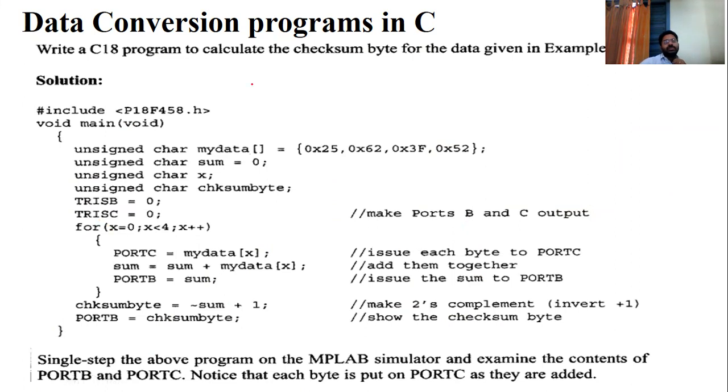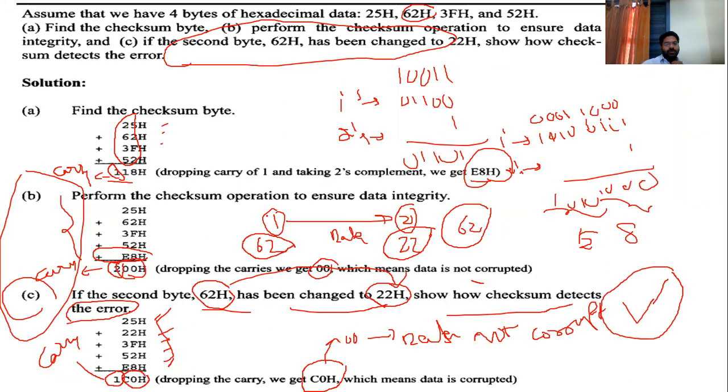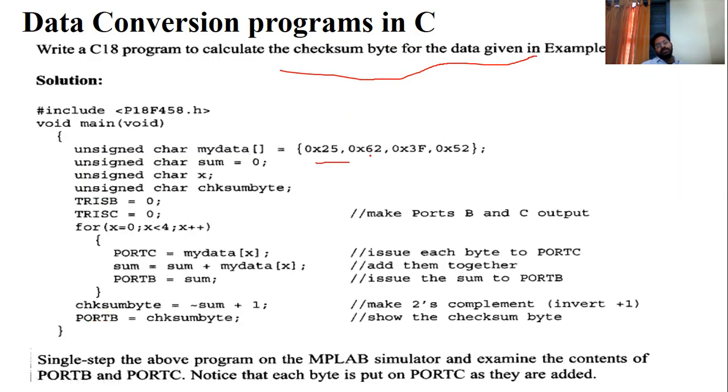Write a C program to calculate the checksum byte for the given data. For this example: 25, 62, 3F, 52. 4 bytes. We'll check that answer. So what is the process we will perform? First of all, you can perform the 2's complement. Then once you get the 2's complement, you can add that 2's complement result to these numbers.